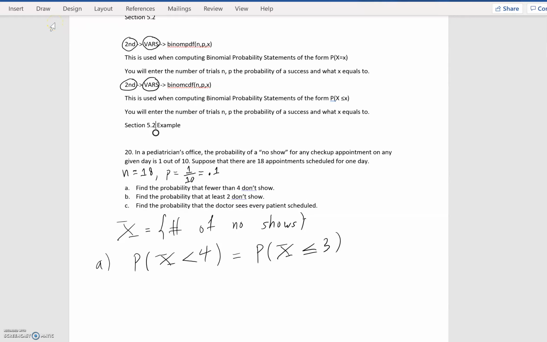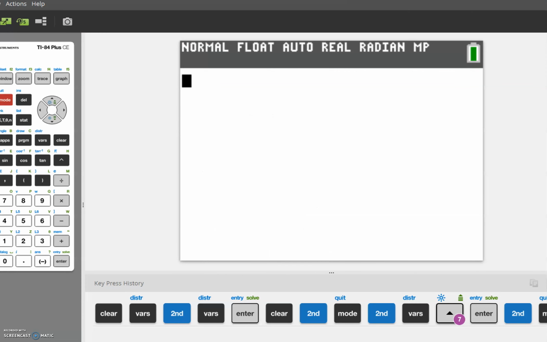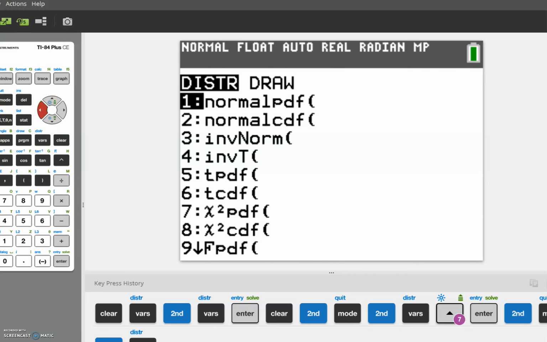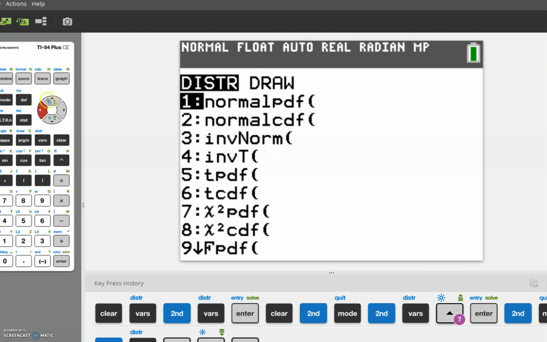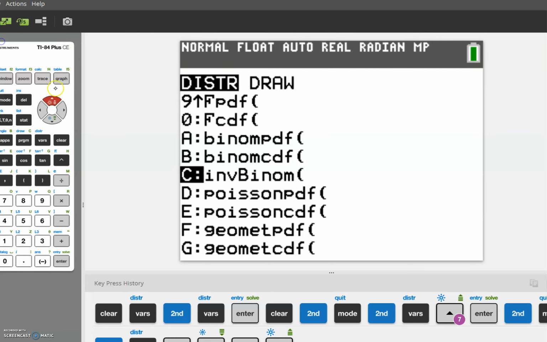Let me switch on over to my graphing calculator. So I've got to hit the second key and then hit vars. Scroll on down to, go to distribution, scroll on down to where it says binom CDF.